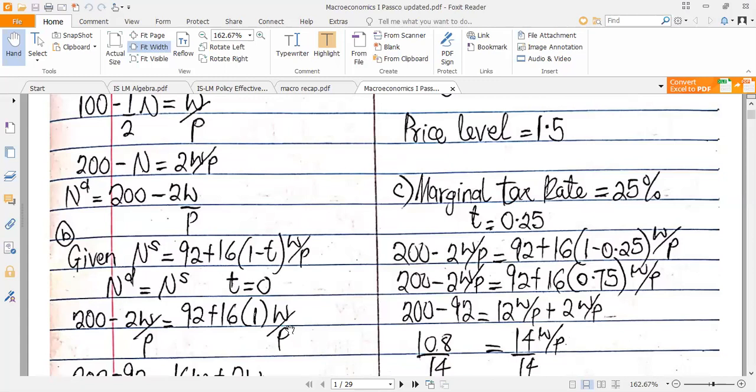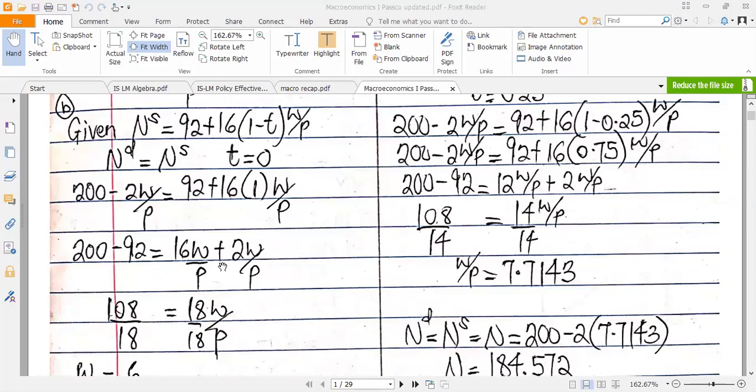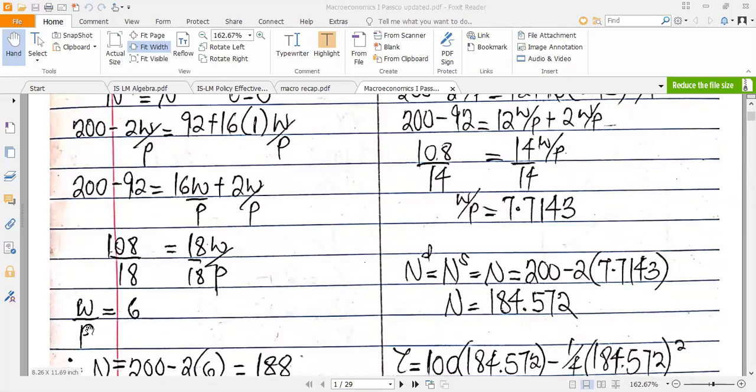Okay, so the first question was to find your real wage. For real wage, we have equilibrium in the labor market when ND equals NS. So this is your ND, this is your NS. So you have a linear equation in terms of W over P, okay? If you have this, you can solve it and get your W over P. W over P is 6. So real wage is given as 6.